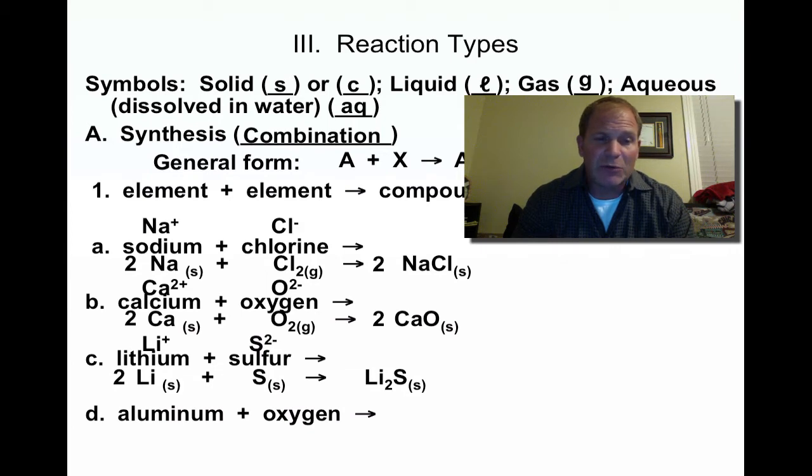My last example, aluminum's in group 13, it's +3. Oxygen's in group 16, it's a -2. Do the crisscross method, I get aluminum oxide, Al2O3. And then I go back and I balance it. So it is 4 moles of aluminum, 3 moles of oxygen, 2 moles of aluminum oxide. I won't worry about the state of matter when you do this on the test.